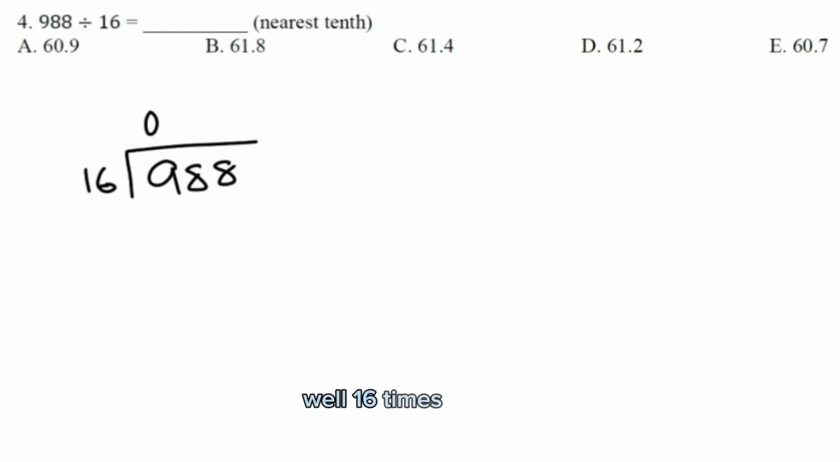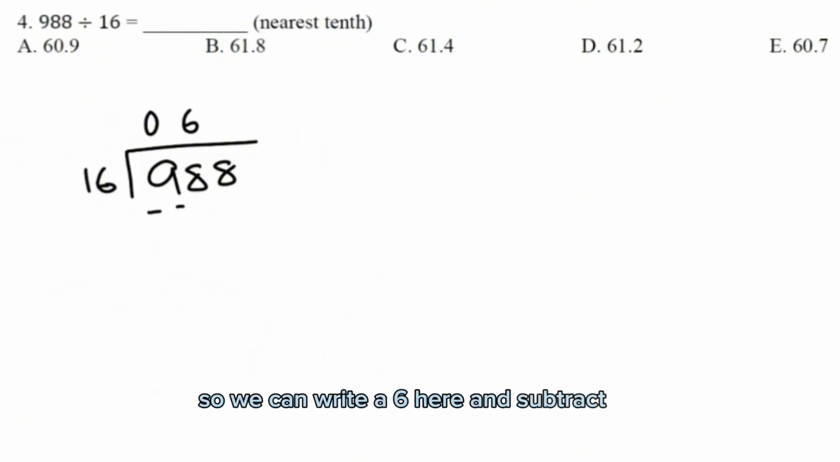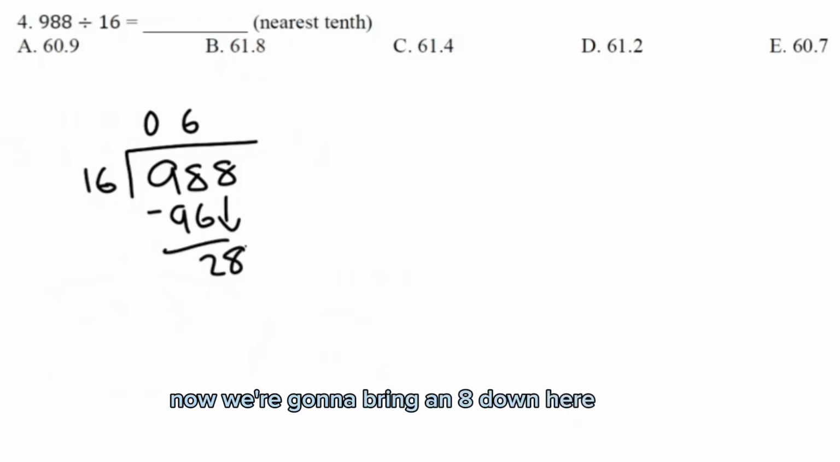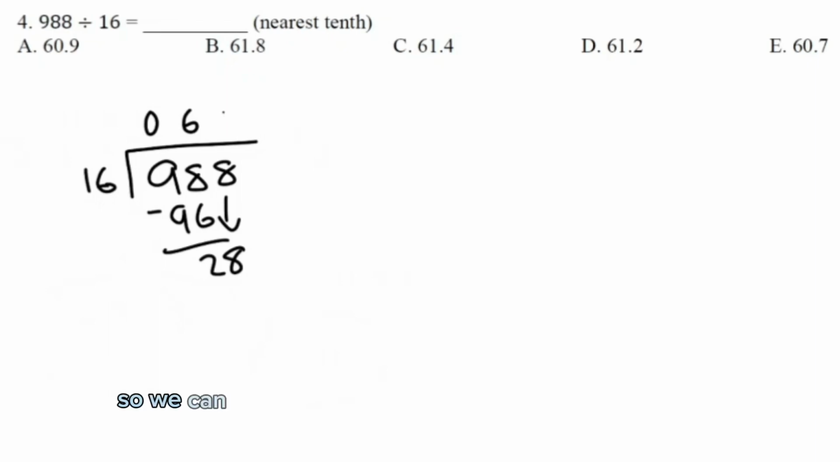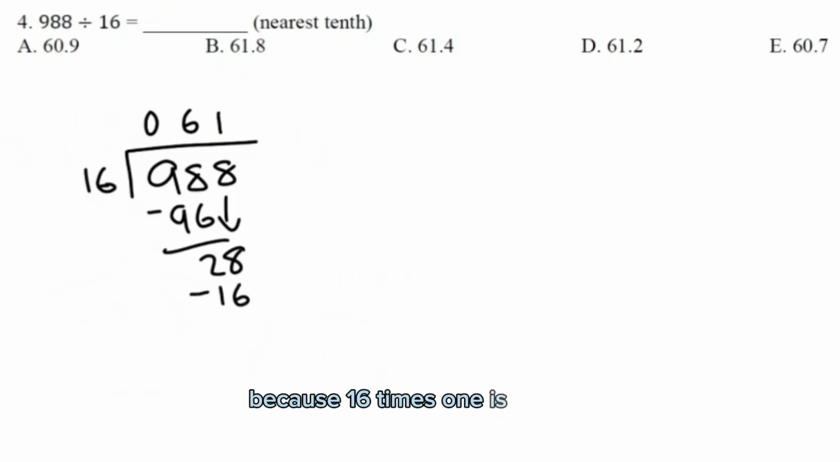Well, 16 times 6 is 96, and that's the greatest multiple of 16 under 98. So we can write a 6 here and subtract 96. And we're left with 2. Alright, now we're going to bring an 8 down here. Alright, so does 16 go into 28? Yes. How many times? It only goes once. So we can write a 1 here. And we're going to subtract 16, because 16 times 1 is 16. So 28 minus 16 is 12.